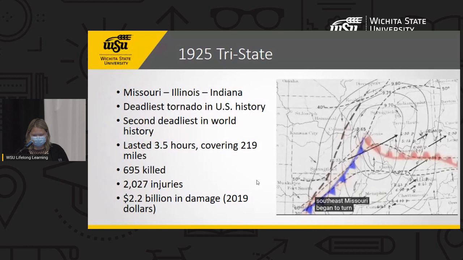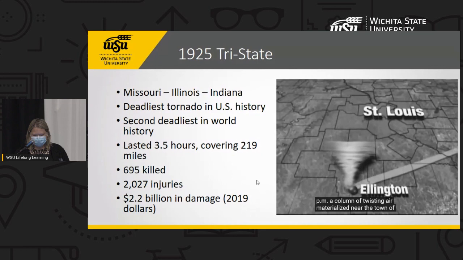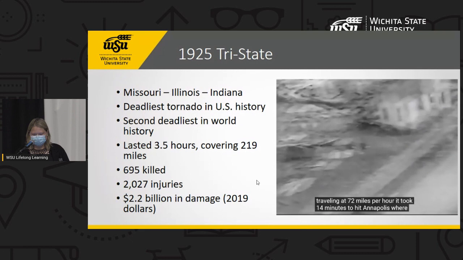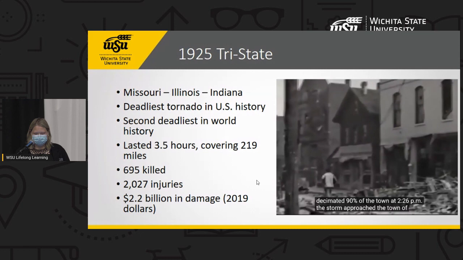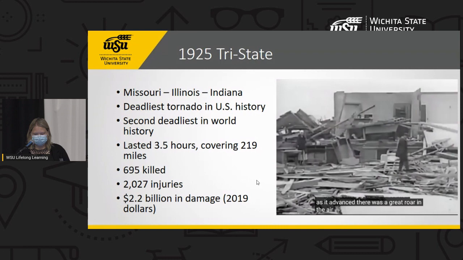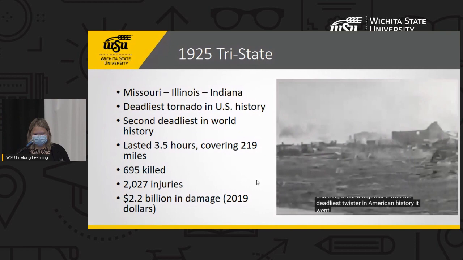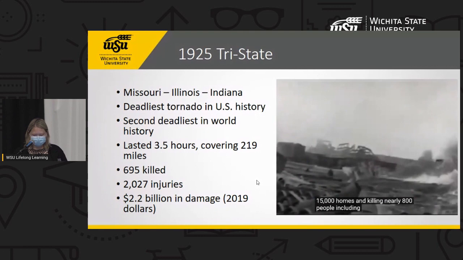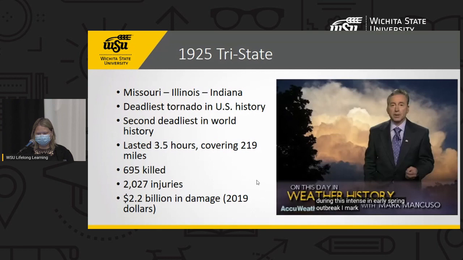At 1 p.m., a column of twisting air materialized near the town of Ellington. Traveling at 72 miles per hour, it took 14 minutes to hit Annapolis, where it decimated 90% of the town. At 2:26 p.m., the storm approached the town of Gorham, Illinois, throwing golf ball-sized hail as it advanced. There was a great roar, and the air was full of everything, all churning around together. It was the deadliest twister in American history. It whipped through four states, flattening 15,000 homes and killing nearly 800 people. Including additional tornadoes that day, 1,000 others were injured during this intense and early spring outbreak. I'm Mark Mancuso.